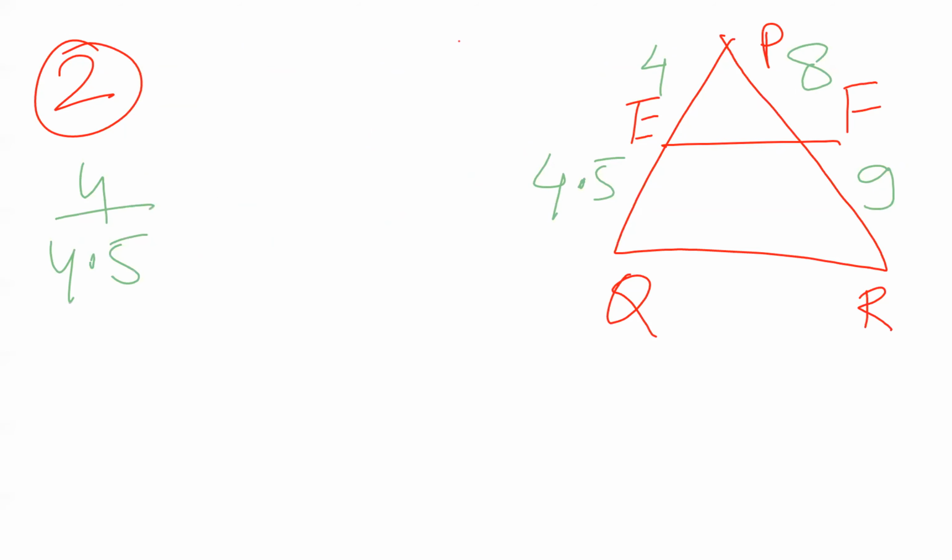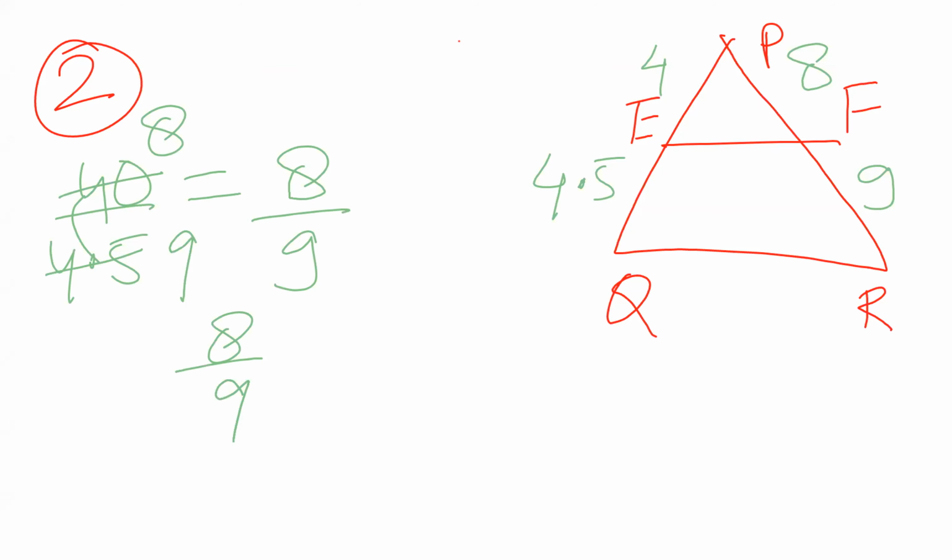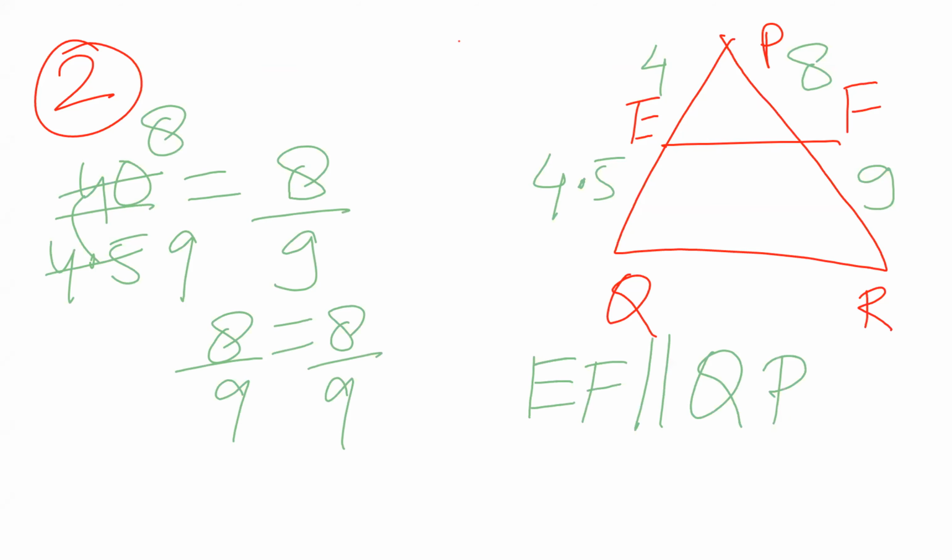Sides are proportional, therefore by the converse of basic proportionality theorem EF is parallel to QR. Fine. So remove this point, put here 0, cancel it. So 8 into 5, 40, 9 into 5, 45. Now you know 8 by 9 is equal to 8 by 9, right? So sides are proportional. So by the converse of basic proportionality theorem, we have EF parallel to QR. Clear?